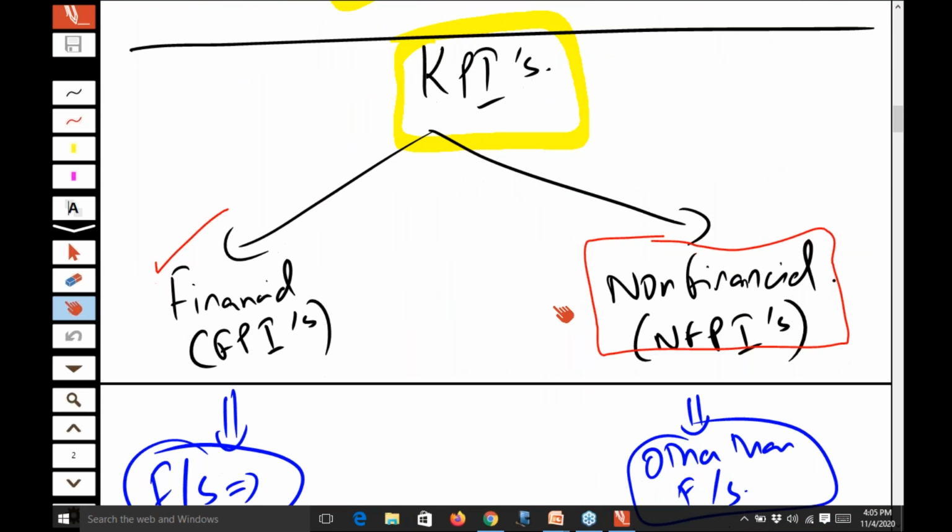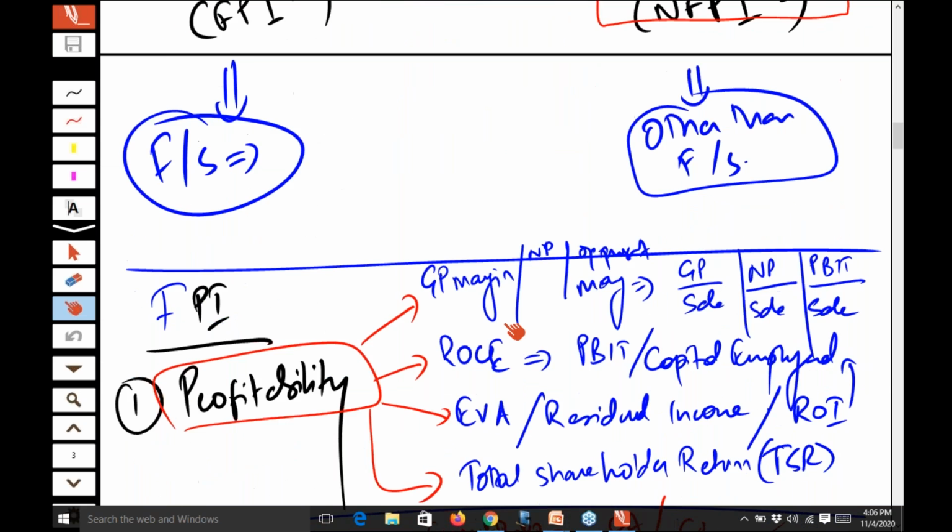Then I moved forward and told you that KPIs could be of two types: financial and non-financial. What exactly do we mean by financial, and by non-financial? Financial KPIs mean that you are talking about the financial statements of the entity. And non-financial performance indicators mean that you are not talking about financial statements; you are measuring the performance with items other than financial statements.